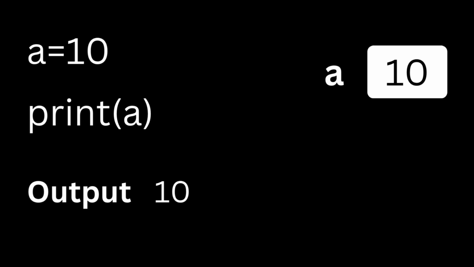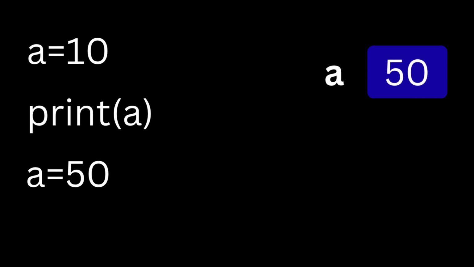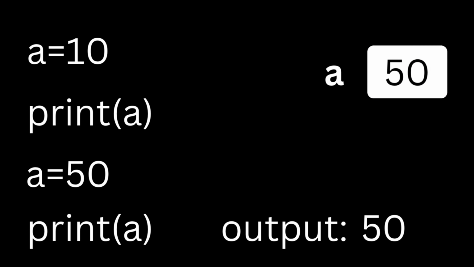You can change the value of a variable any time in your program. For example, we have a variable, a holds the value 10. When we print the value of a using print function, it will show the value 10. But after updating the value from 10 to 50, it automatically changes to 50. So whenever you use this variable again, it will show the new value.